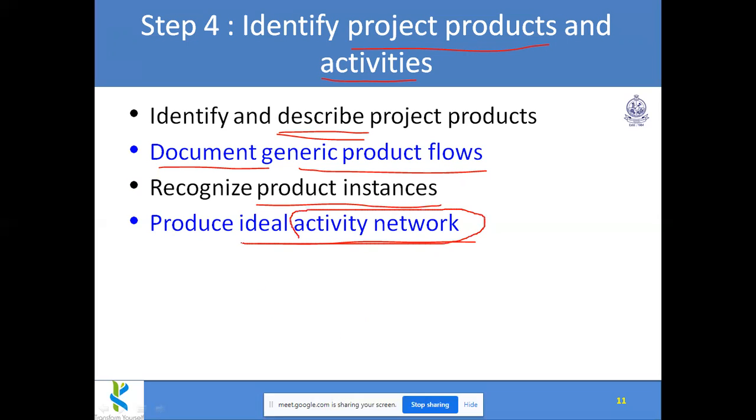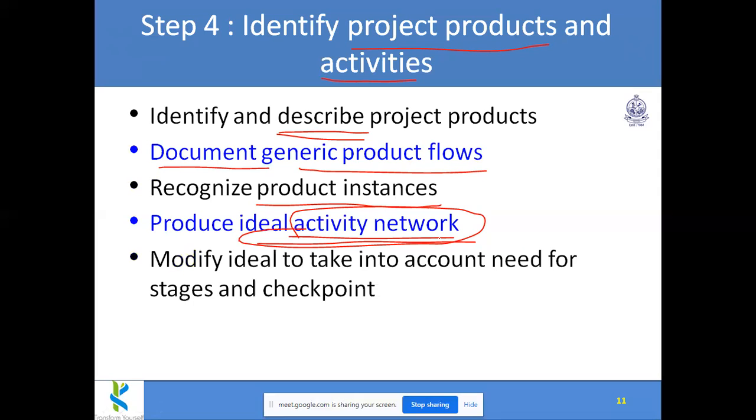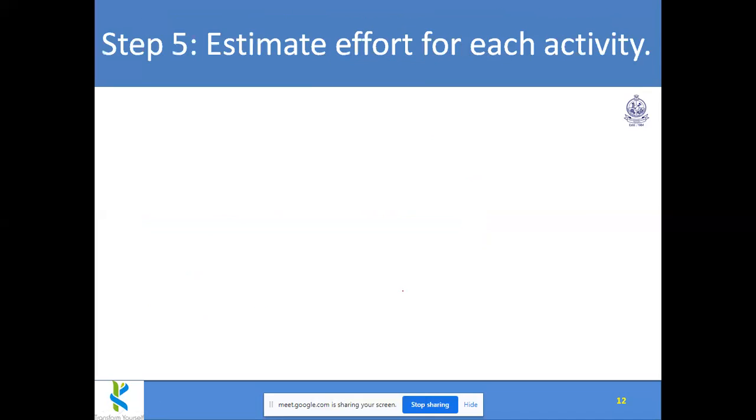Okay, so we'll see in the forthcoming parts how to draw this activity network and how the project manager estimates the effort for each and every activity and how he will track it. So that we'll be seeing in the forthcoming sessions. Then modify this ideal activity network to take into account the need for stages and checkpoints. So that can be done. And estimating effort for each activity. So this also we'll be seeing in detail.